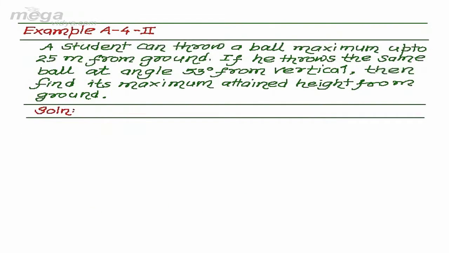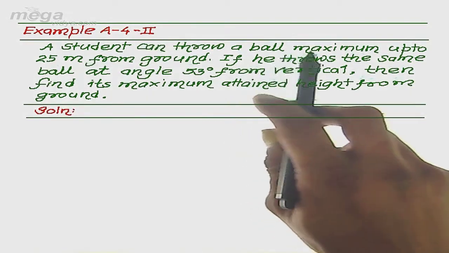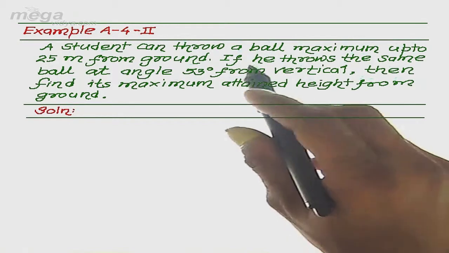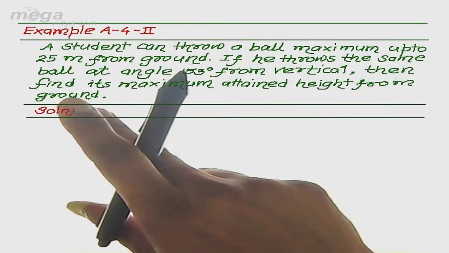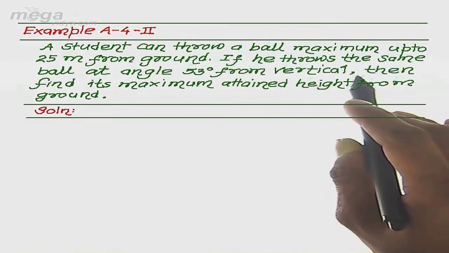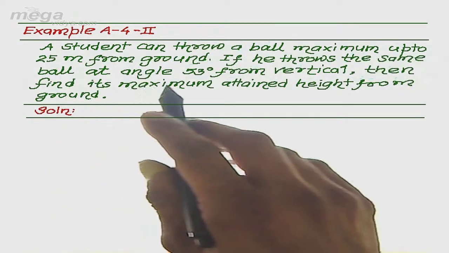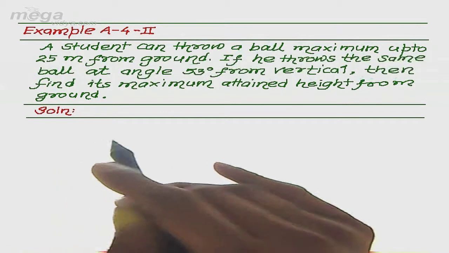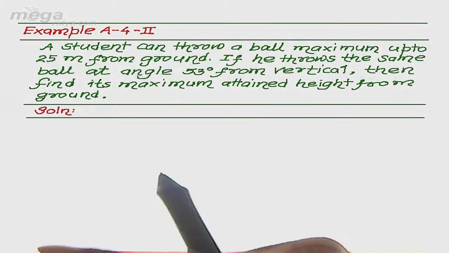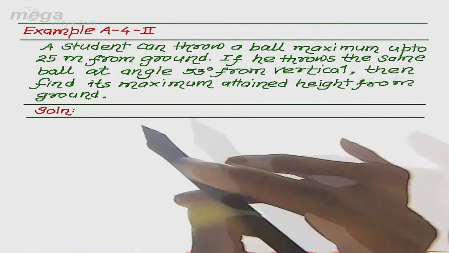Our next example is: a student can throw a ball maximum up to 25 meter from the ground. If he throws the same ball at angle 53 degree from vertical, then find its maximum attained height from the ground. If you see in this question, we have been given interesting and important information about the capability of the student.